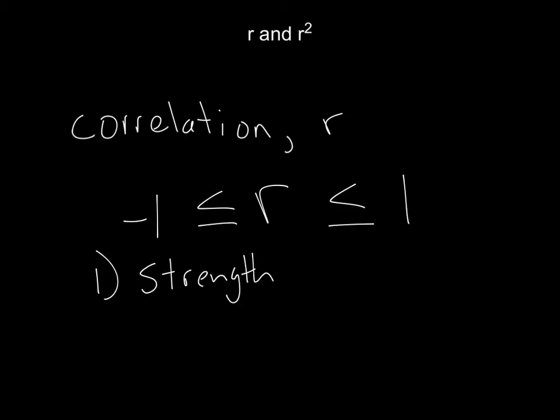Now, here's the thing with strength. The closer it is to 0, the weaker it is, or the worse of a predictor it is. The closer it is to +1 or -1, so towards the ends, that makes it stronger.